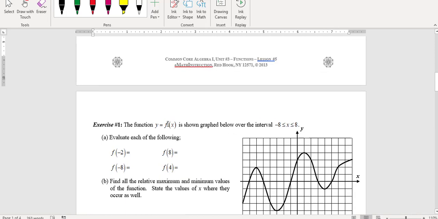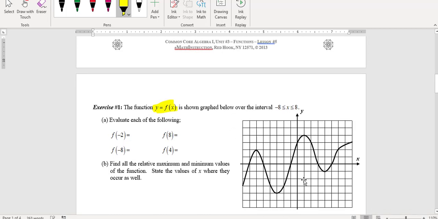It says the function y equals f of x, so you'll recall that f of x is the same thing as y. Very important idea. This is shown on the graph, and it says over the interval -8 ≤ x ≤ 8. If you look at the x-axis, you should notice that it just goes from -8 to +8. So when it uses this language, it's basically just telling you the x goes from -8 to 8. And we're going to actually refer to that quite often.